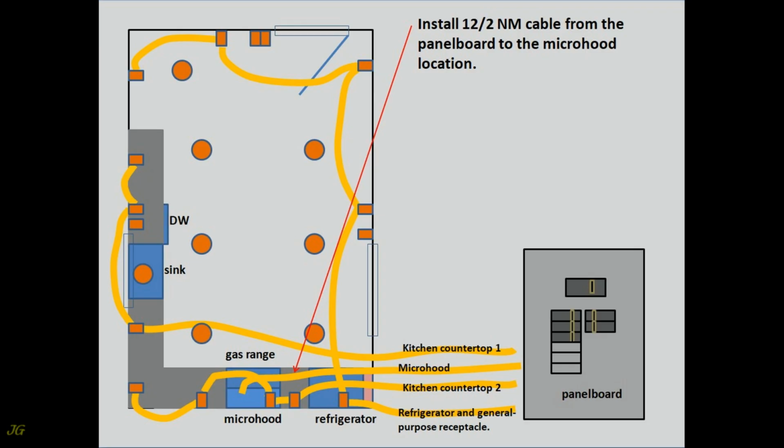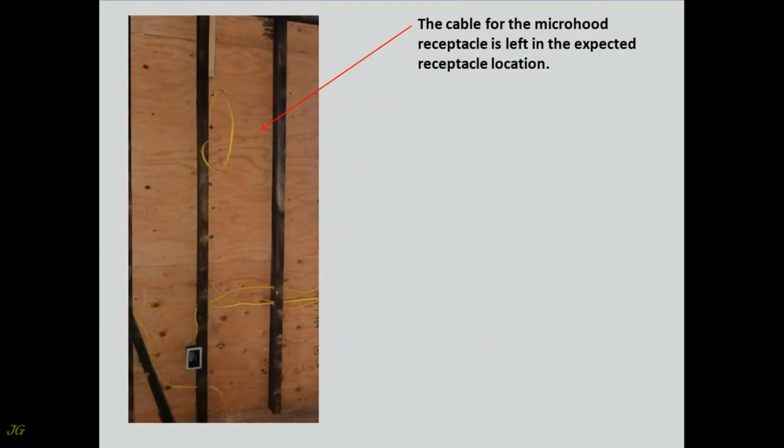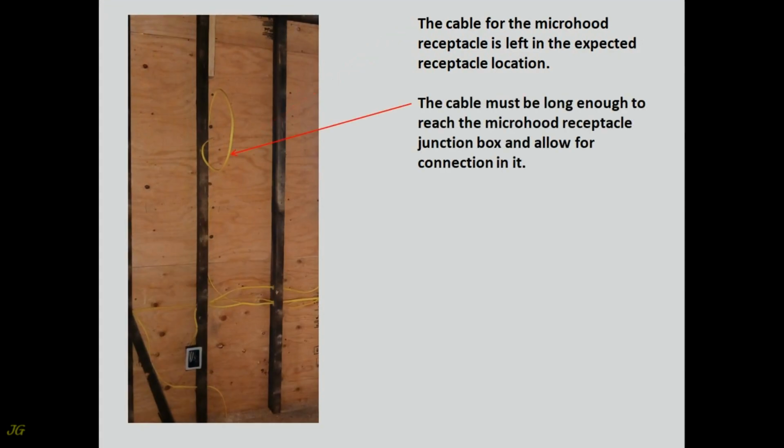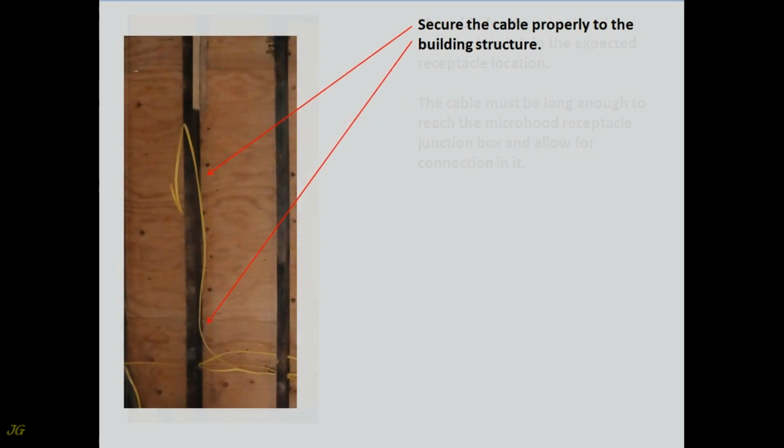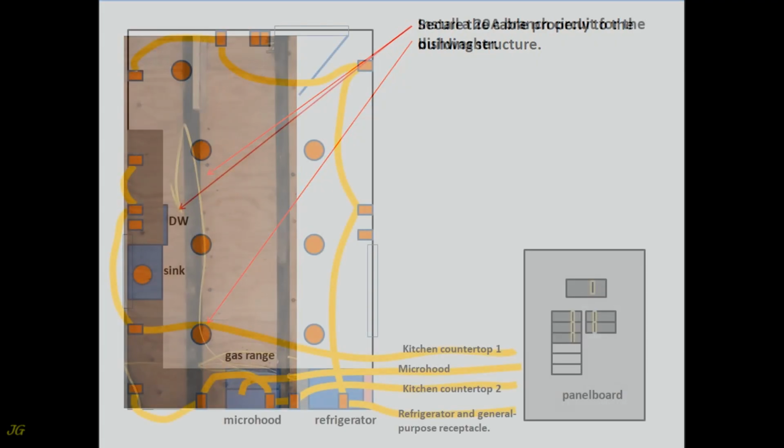Install 12-2 NM cable from the panel board to the microhood location. The cable for the microhood receptacle is left in the expected receptacle location. The cable must be long enough to reach the microhood receptacle junction box and allow for connection in it. Secure the cable properly to the building structure.